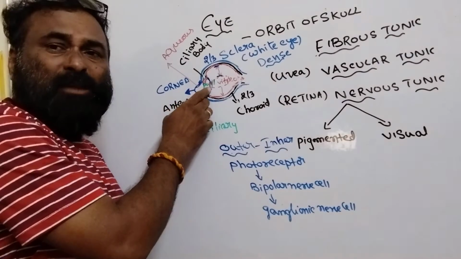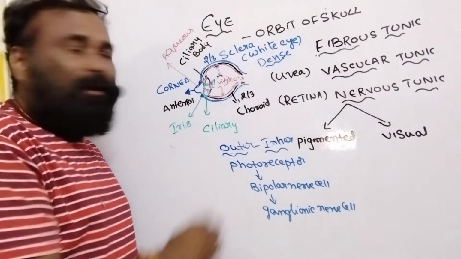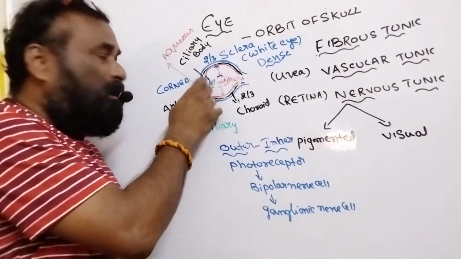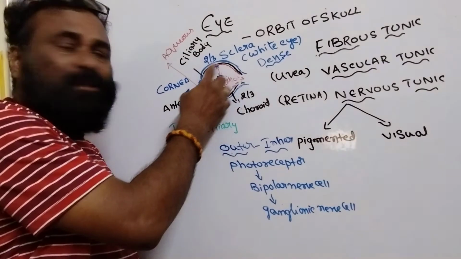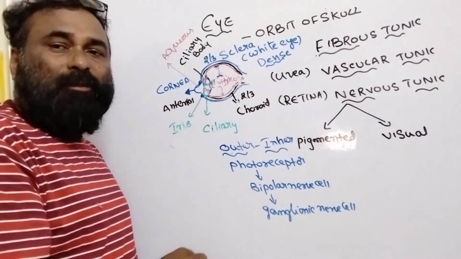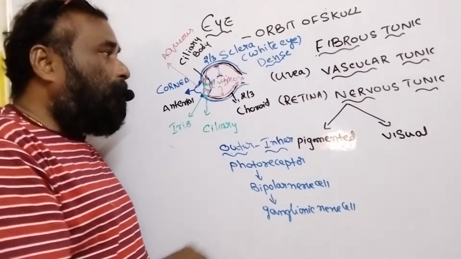These suspensory ligaments hold the lens. The lens is transparent. Suspensory ligaments arise from the ciliary body. This vascular tunic looks like a U shape, for that reason it is called the uveal tract or uvea.